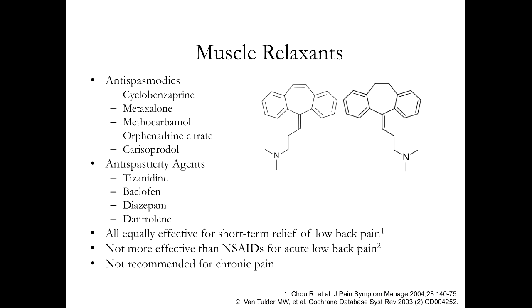But if we run down the list here, you'll notice two chemical structures. The one on the left is actually amitriptyline, and the one on the right is cyclobenzaprine. So you'll notice very, very little difference between those two structures. And cyclobenzaprine really does behave like a tricyclic antidepressant. It has a lot of anticholinergic side effects. It's very sedating. It can cause QT prolongation. So it's not a great skeletal muscle relaxant.